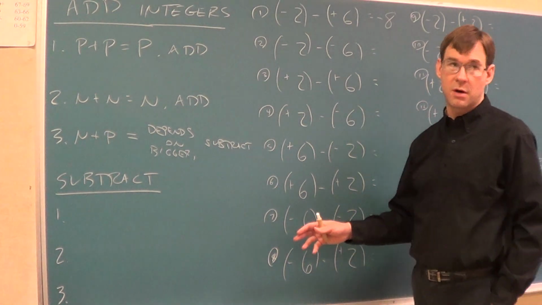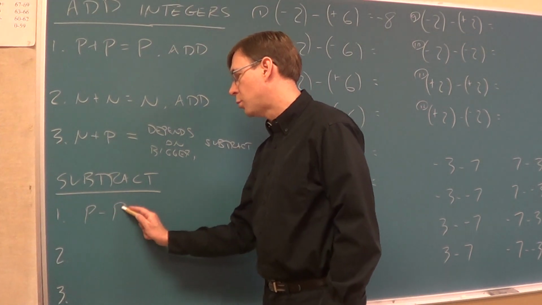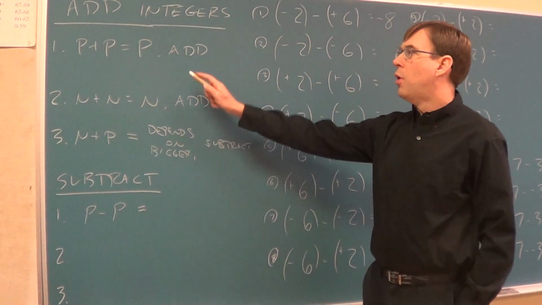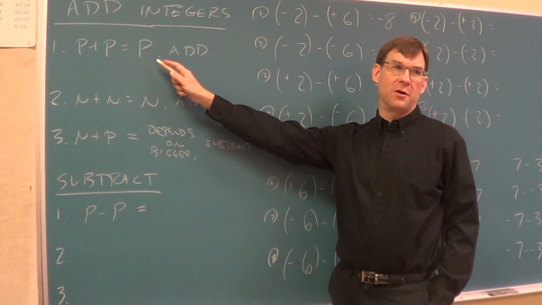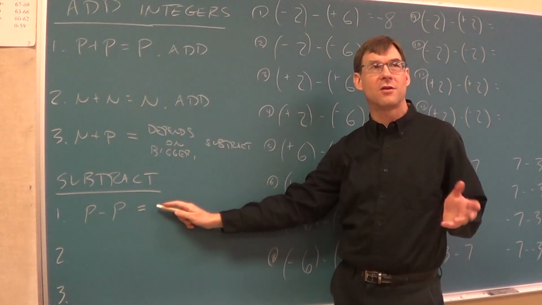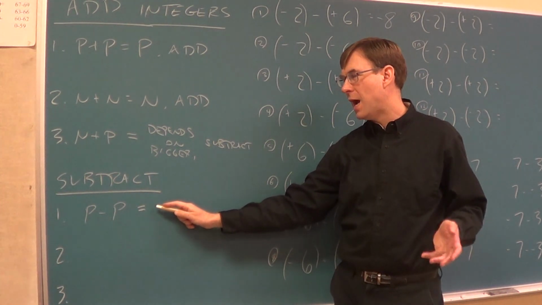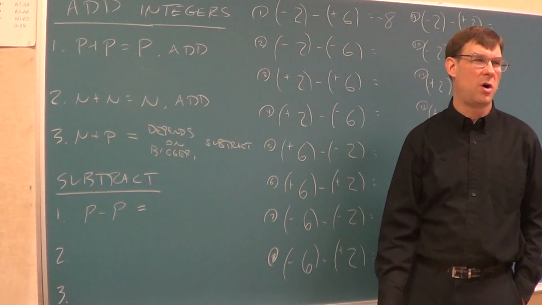I'm going to go with a set of 3 rules again. So one of the rules is positive minus positive. Positive plus positive was like kindergarten stuff. Positive minus positive is a little bit of kindergarten-y stuff, but a little bit of maybe 3rd, 4th grade stuff. What's up with positives minus positives?